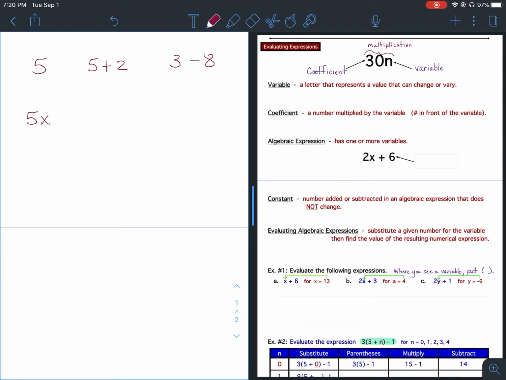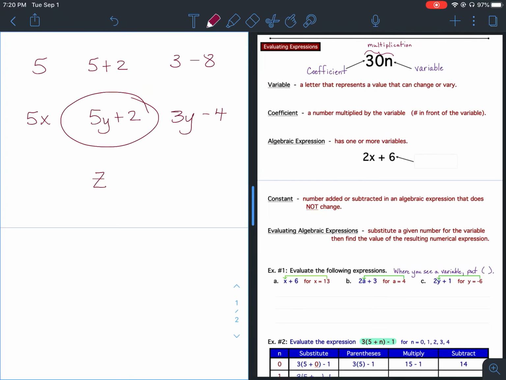5x would be an algebraic expression. 5y plus 2 is an algebraic expression. 3y minus 4 is an algebraic expression. Just the letter z is an algebraic expression. So in order to be an algebraic expression, it has to have a variable.